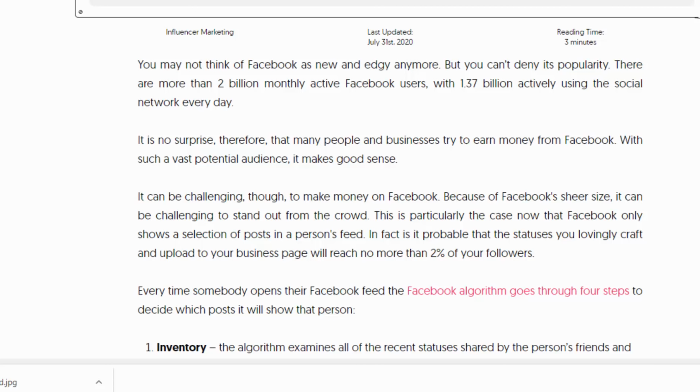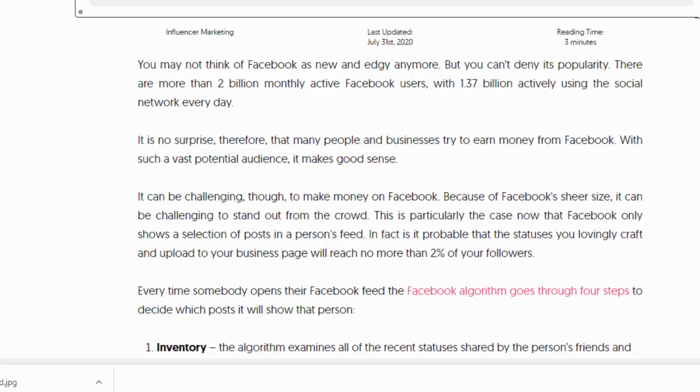It can be challenging though to make money on Facebook. It's due to the Facebook share size. It can be challenging to stand out from the crowd. This is particularly the case now that Facebook only shows a selection of posts in the person's feed. In fact, it is probable that the status you lovingly craft and upload to your business page will reach no more than 2% of your followers.